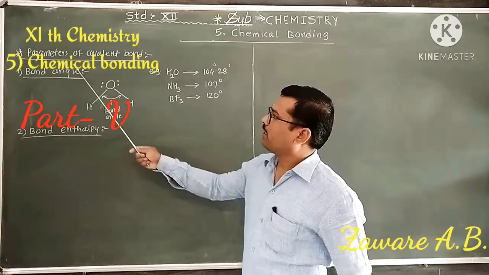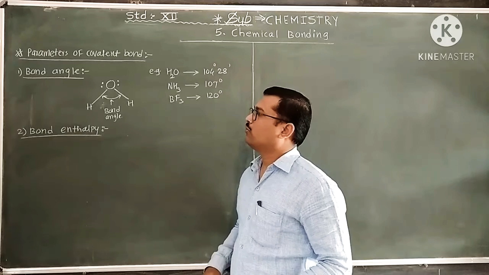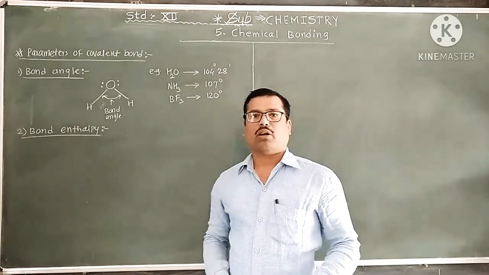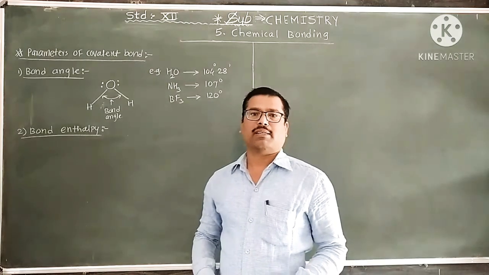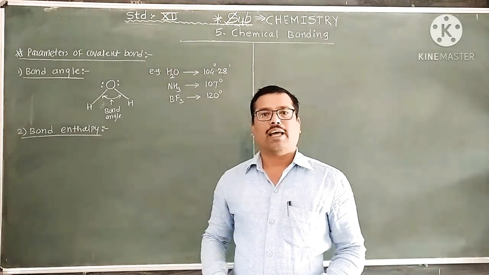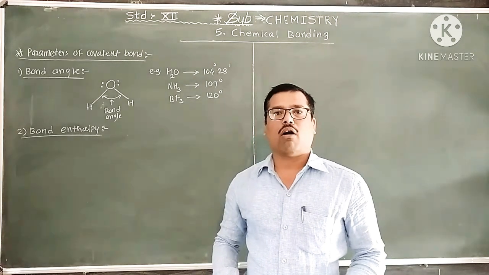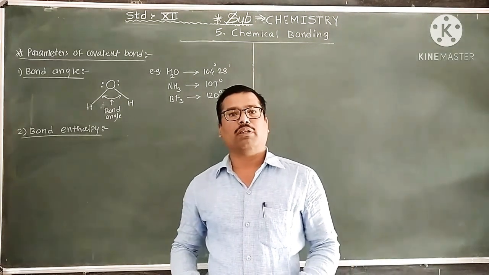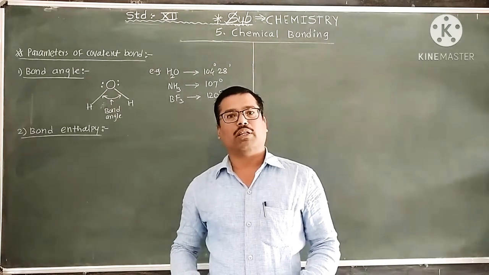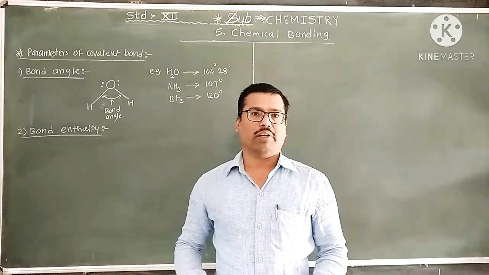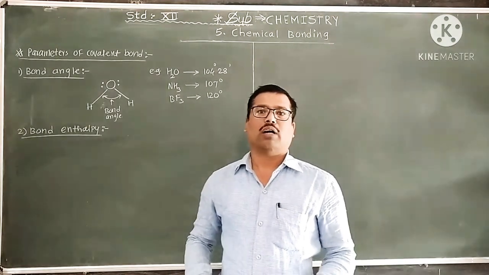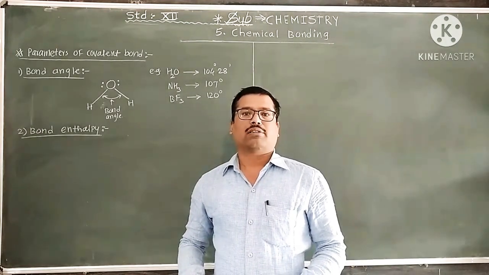Now the next point is parameters of the covalent bond. कोव्हॅलंट बॉन्ड तयार करण्यासाठी जे वेगवेगळ्या प्रकारचे घटक आहेत पहा त्यांचा अभ्यास आपल्याला या ठिकाणी करायचा आहे. These parameters help to understand how strong the bond is between the two atoms, what is the distance between them, and what is the shape of the molecule.